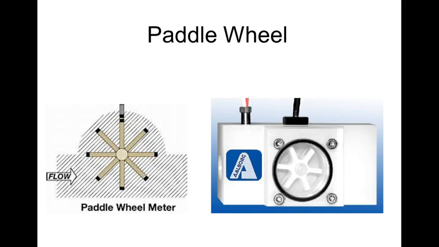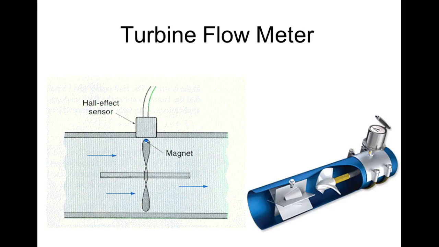Okay, this is pretty easy to see how it works. All we do is bring the flow in to one side, and this is what we call a paddle wheel meter. Very easy to see how this works. The faster it turns, the faster the flow. This is a turbine flow meter, which works on exactly the same principle.